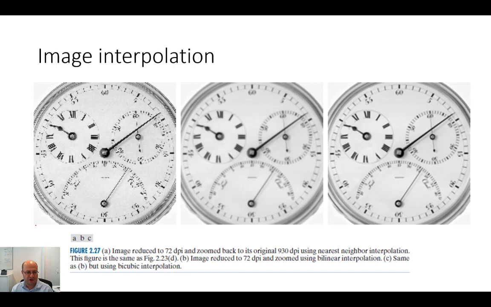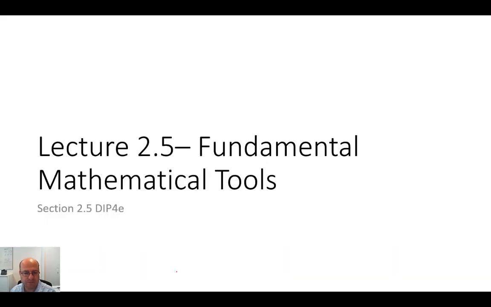This is the result of reconstructing an image or zooming in an image of 72 dpi. It's zoomed to 930 dpi. And this is being reconstructed by the nearest neighbor interpolation. And this is the same image reconstructed but using bilinear interpolation. You see that it has more information, it's smoother, but it's actually somehow blurred. And this is the same image but zoomed in using bicubic interpolation.